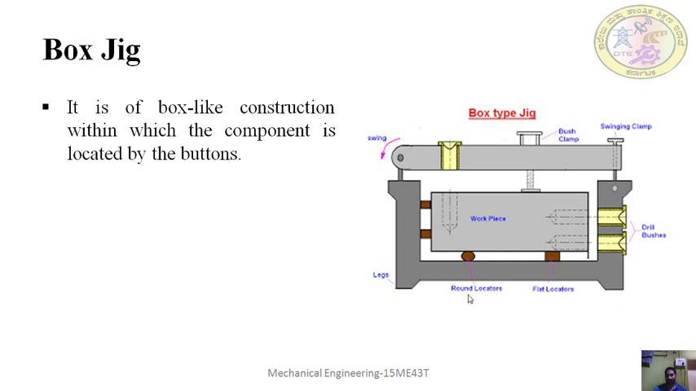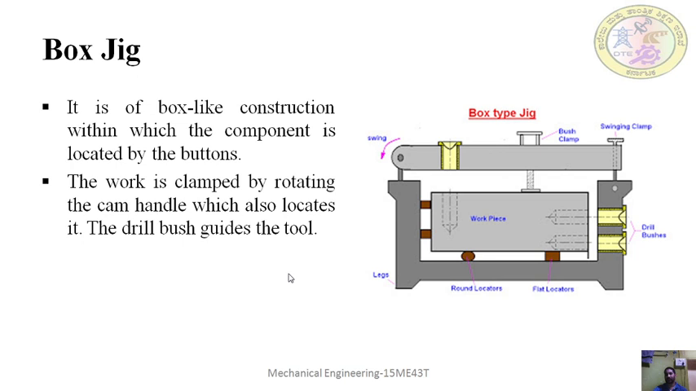It has got round locators and flat locators. The purpose of the box jig is to perform the drilling operation at various angles. So the earlier jigs are used for performing only the top portion, but in case of box jig, we can drill in any required angle. You can see here, we can drill this portion only in the perpendicular to this surface. Also, we can drill using the drill bushes.